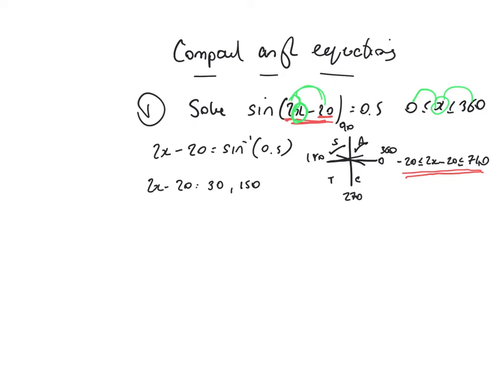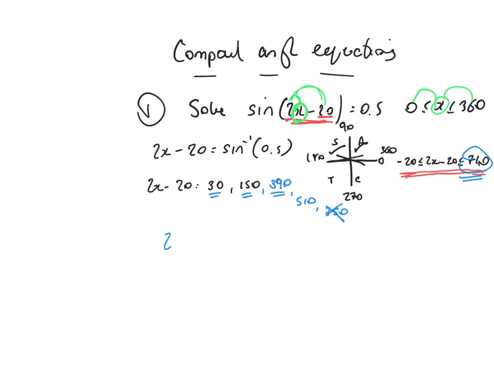Now remember that the sine curve repeats after 360 degrees. So we need to start exploring for more solutions, because we need to exhaust between minus 20 and 740. If I add 360 onto 30, that's 390, still within range. If I add 360 onto 150, that's 510, still within range. If I add 360 onto 390, that's 750. That's out of range, so I'm going to cross that one out.